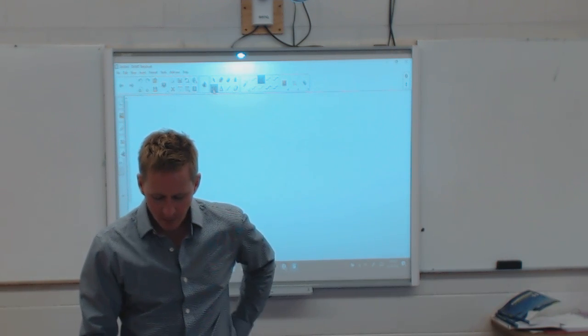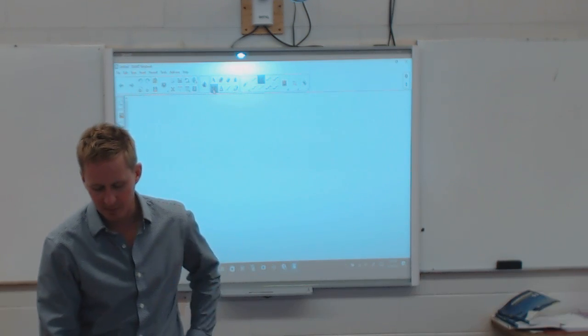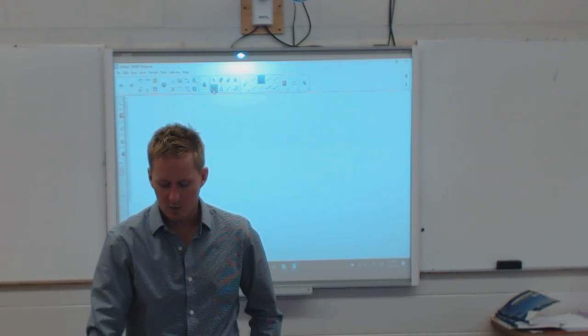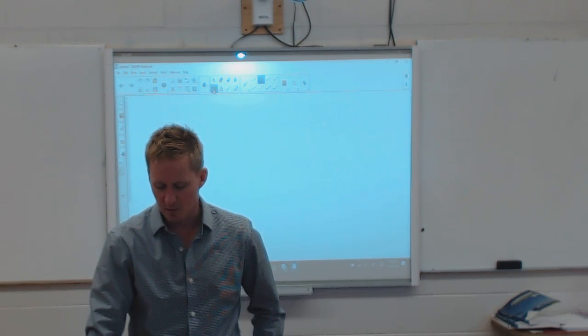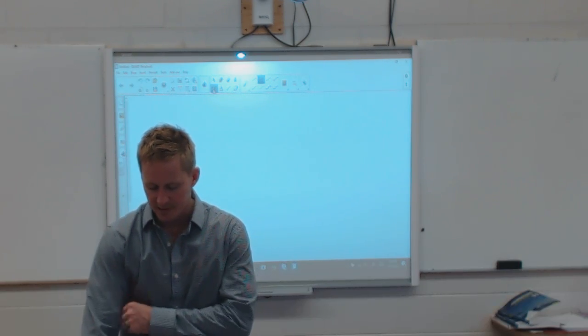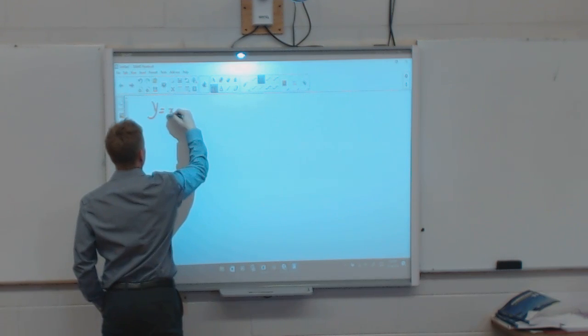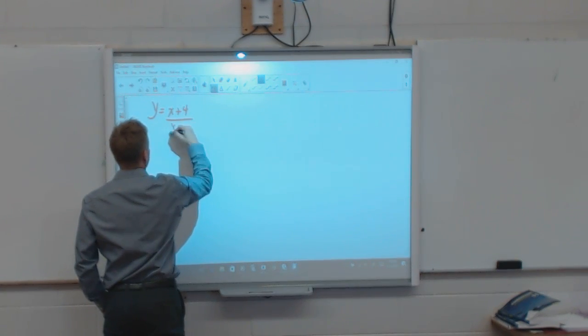Okay? So determining asymptotes and points of discontinuity. The graph of a rational function may have an asymptote, a point of discontinuity, or both. To establish these important characteristics of a graph, begin by factoring the numerator and denominator fully. So the first example is y equals x plus 4 over x minus 3.